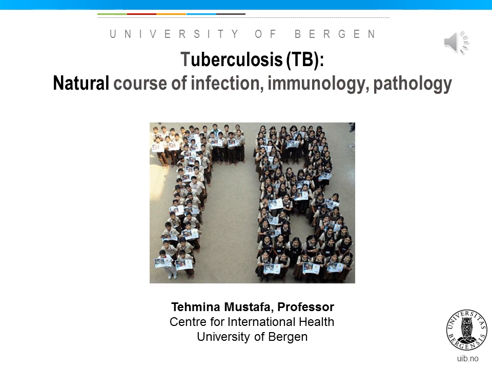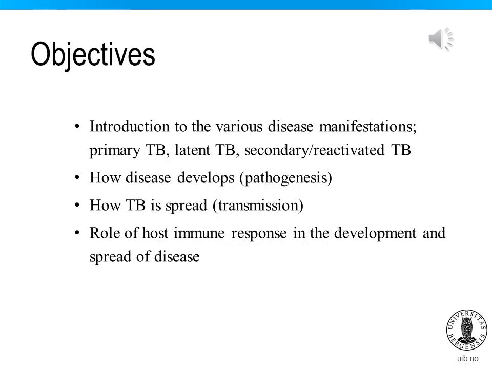In this lecture, I am going to talk about the natural course of tuberculosis infection, some aspects of immunology and pathology. In this lecture, you will learn about an introduction to the various disease manifestations, primary TB, latent TB, secondary or reactivated TB, also how disease develops, namely pathogenesis, and also how disease is spread from person to person, and what is the role of host immune response in the development and spread of disease.